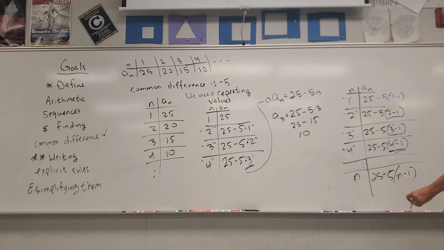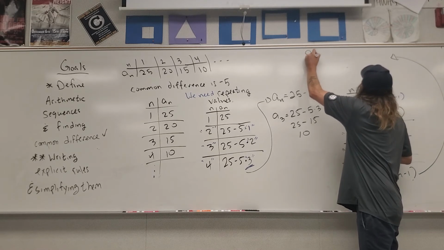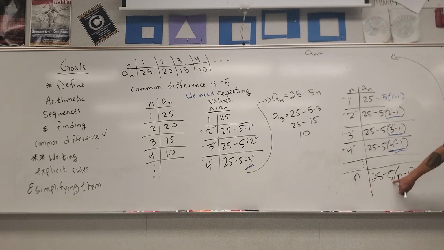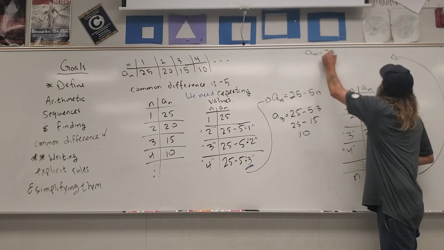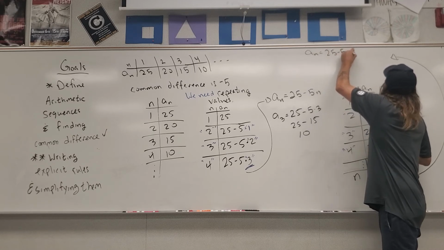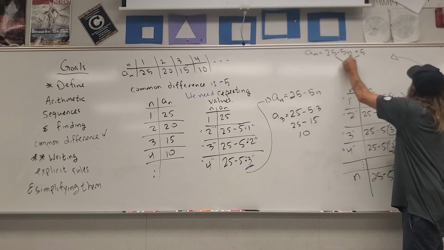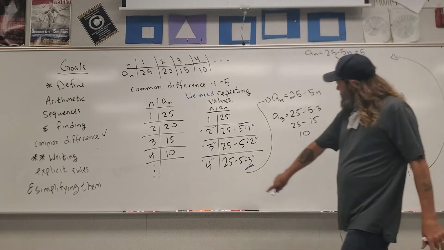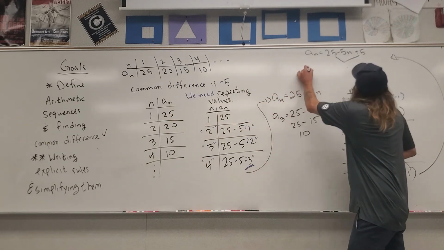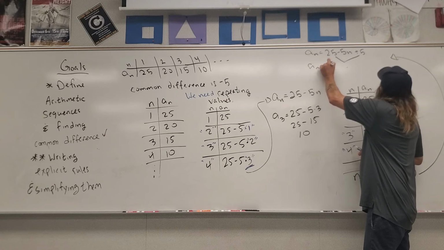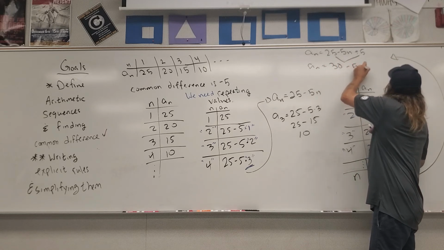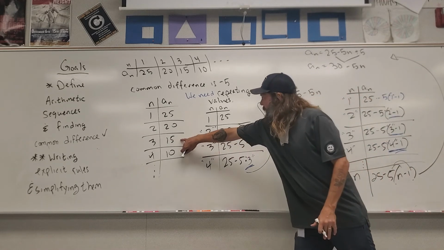And I'm running out of room here, so I'm going to just use what little space I have left, and I'm going to say a sub n equals 25 minus 5 times n minus 1. So this becomes 25 minus 5n plus 5. Okay, I can put these together, and I get a simplified explicit rule, which is a sub n is equal to 30 minus 5n.